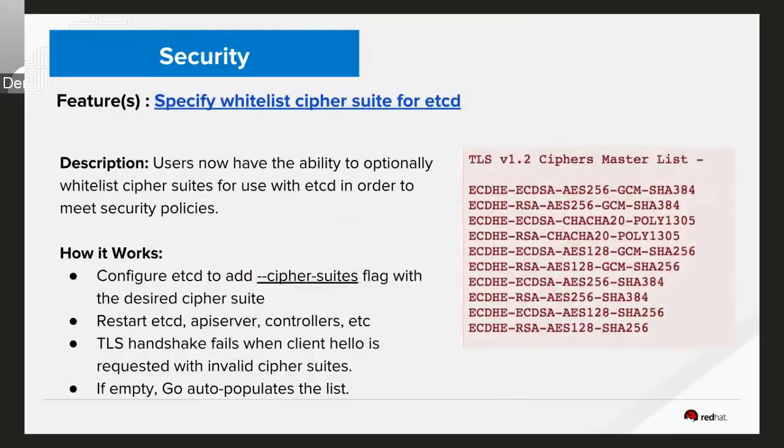On the security front, it's very important that we continue to harden the security of the cluster. For communication to etcd, users now have the ability to whitelist a set of cipher suites that are conformant to the organizational needs. There are some flags you can configure etcd with to control the actual cipher suite behavior. But I encourage folks who are interested in ensuring that the communication to and from etcd is meeting their security needs to check this out, and hopefully it will address any concerns.